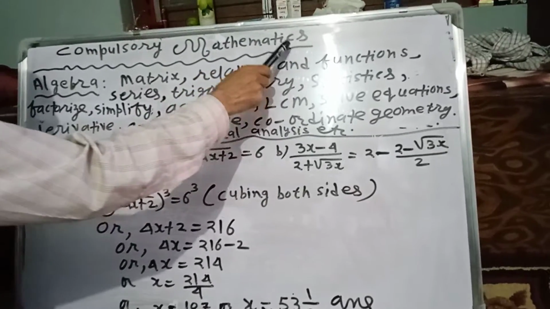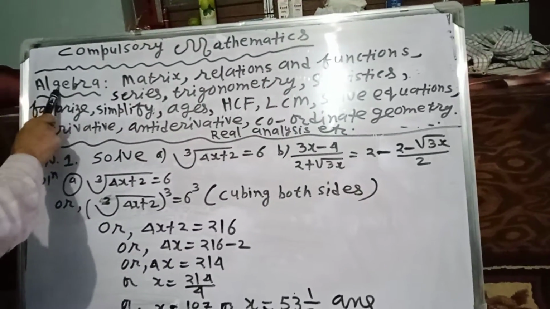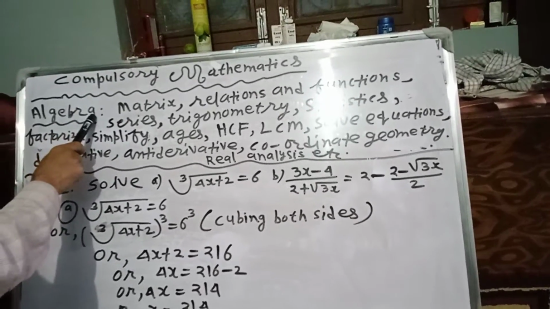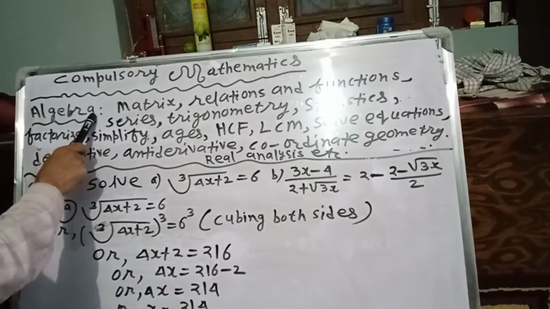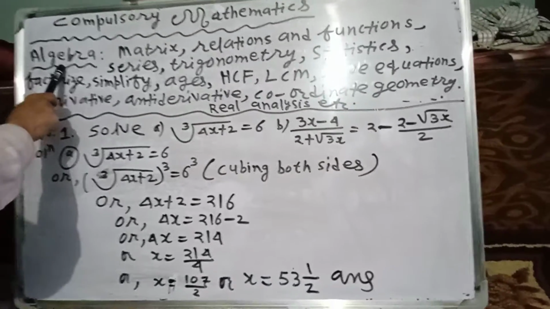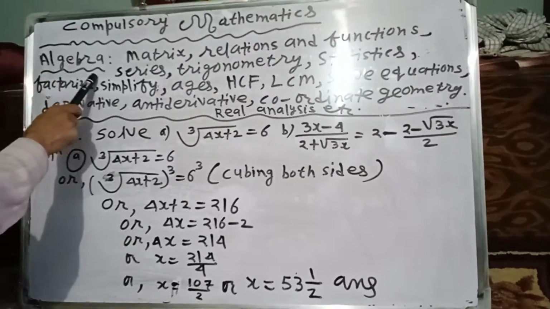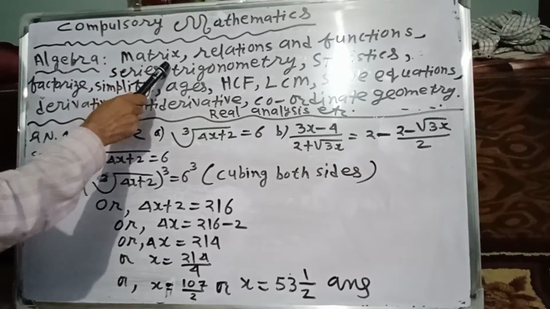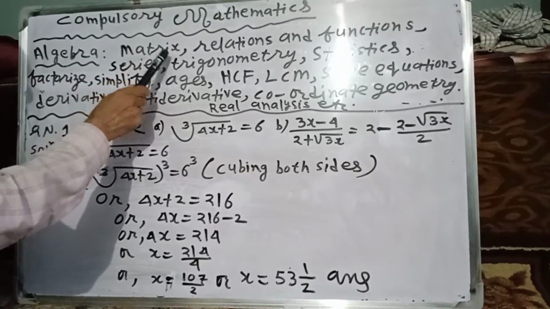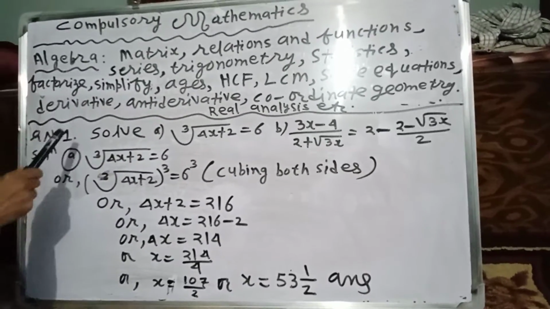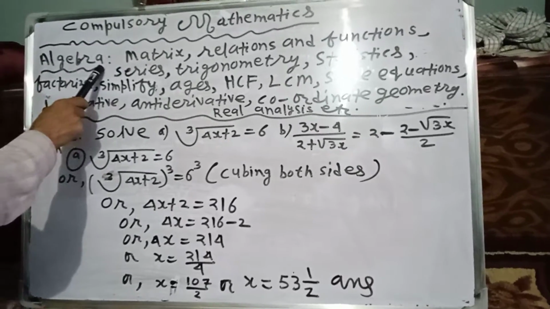It is for all school levels. Algebra, arithmetic, geometry, and statistics are the four main branches of compulsory mathematics. Today, we are dealing with only algebra. Although geometry, arithmetic, and statistics are very important in our life, algebra is the most important branch of mathematics.